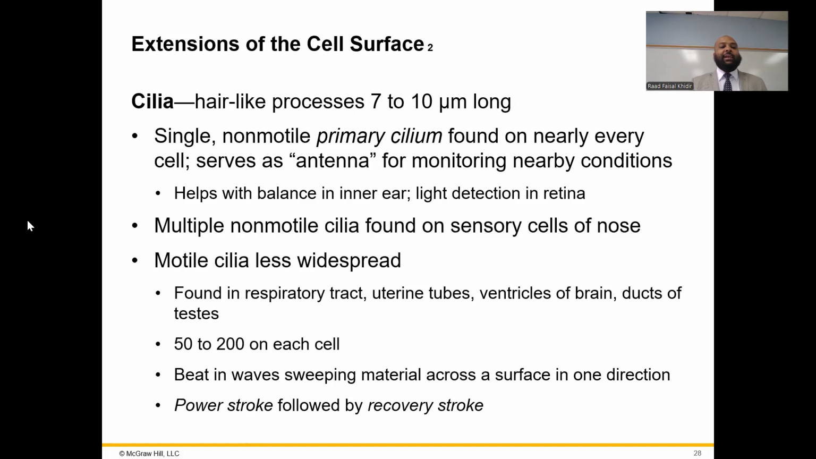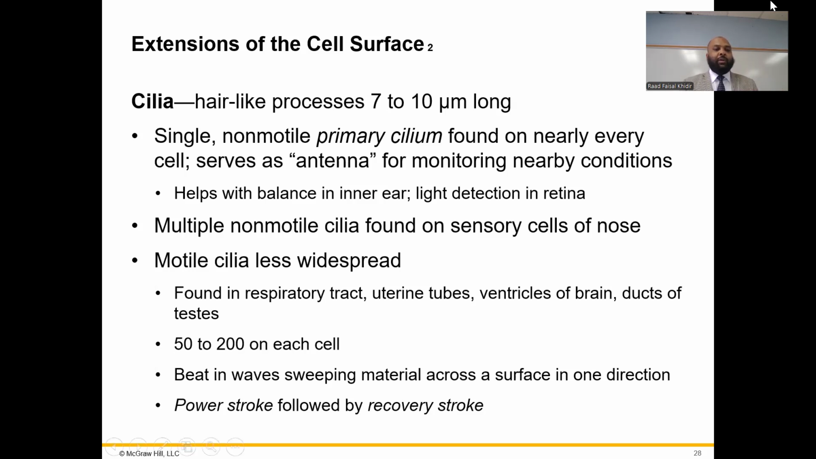We also have cilia. They are like microvilli, but they are also different. Cilia are hair-like processes, 7 to 10 micrometers long, and they are single, non-motile primary cilia. They are found on nearly every cell and serve as the antenna for monitoring nearby conditions. They help with the balance in the inner ear, and they are also important for light detection with the rhodopsin, the rods and the cones of the eyes, and we're going to get to that when we are doing our nervous system.